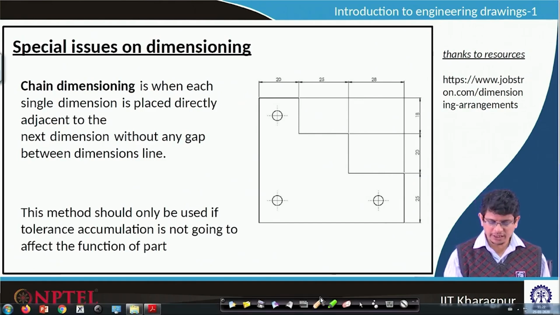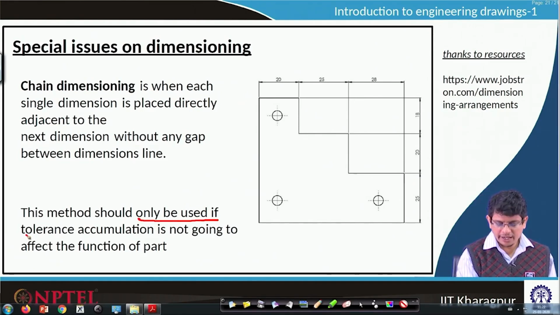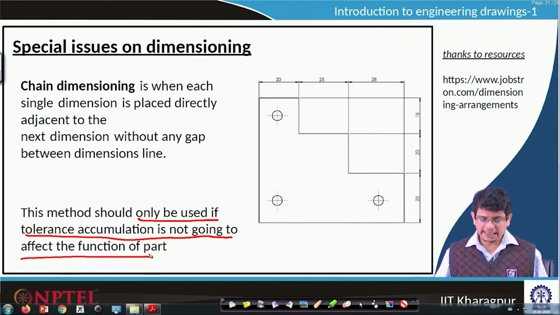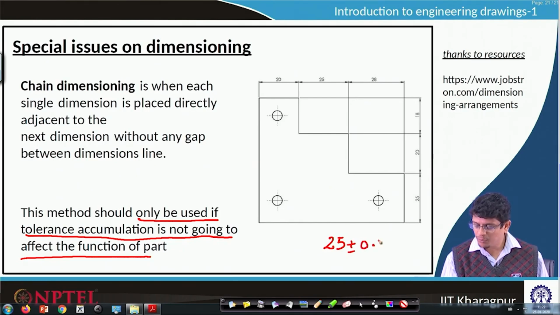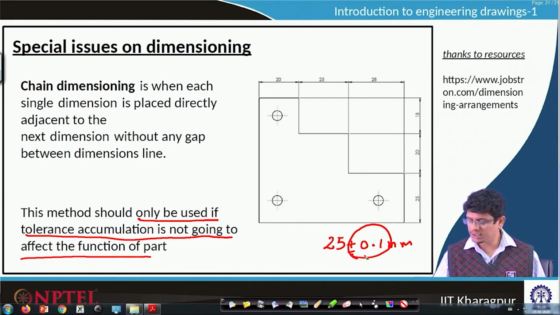This method we can use only if tolerance accumulation is not going to affect the function of the part. These tolerance issues we will learn about in the next class. Instead of 25 mm, if we have plus or minus 0.1 mm, this extra thing is what we call tolerances. That means, when you are machining or producing this kind of part, it is not easy to produce precisely 25 mm. There will always be plus or minus kind of corrections involved. Such things are called tolerances. More details we will learn in the next class.